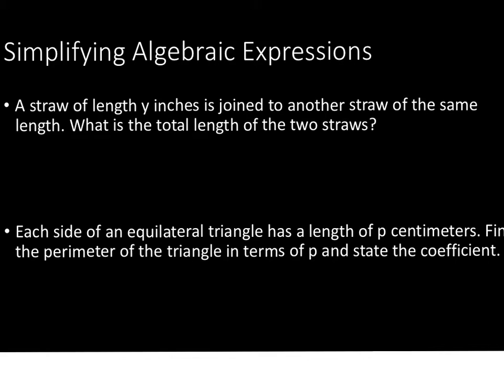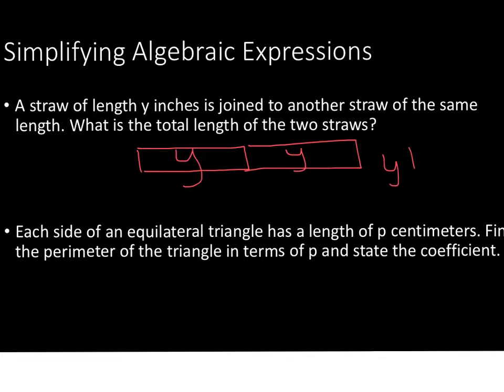Alright, so let's go ahead and start talking about simplifying an algebraic expression. Right here it says a straw of length y inches is joined to another straw of the same length. So if it's the same length, then it is also y inches. What is the total length of the two straws? Well, here you just have a y plus y situation. Well, y plus y is the same thing as 2 times y, so I would just call this 2y.